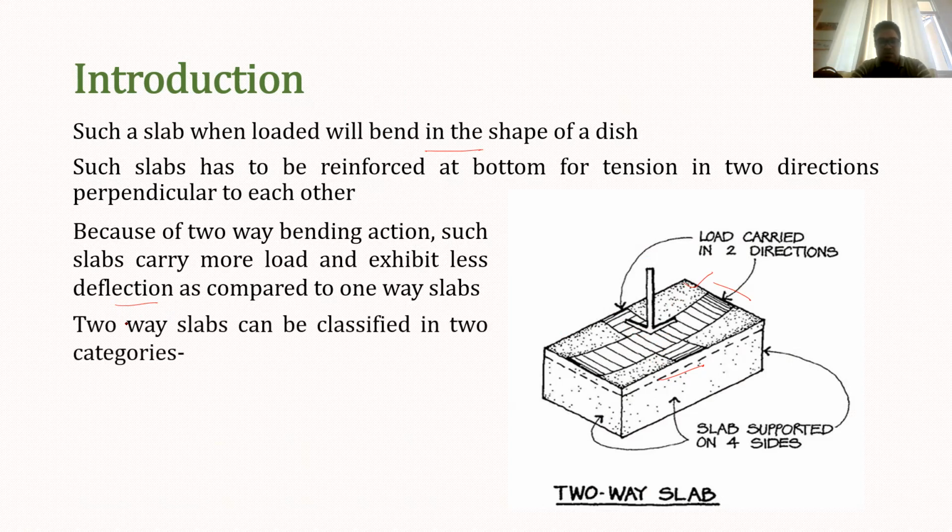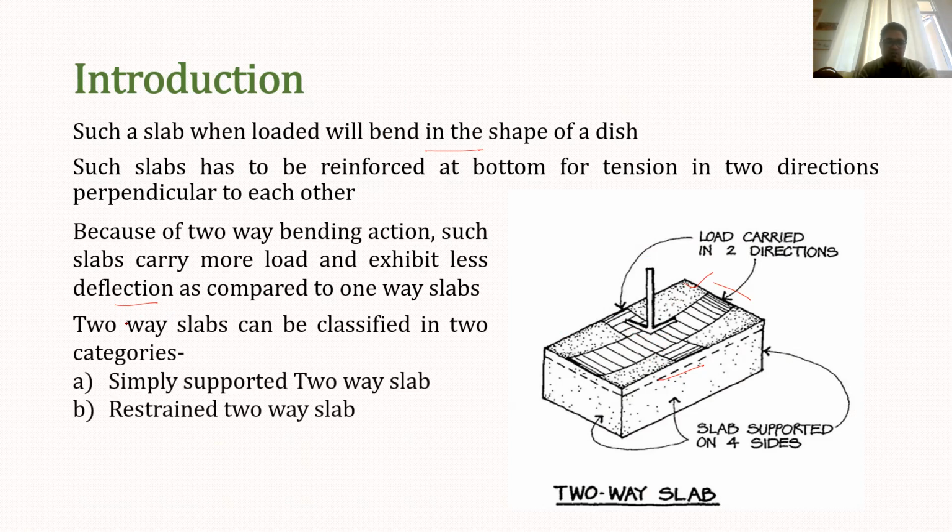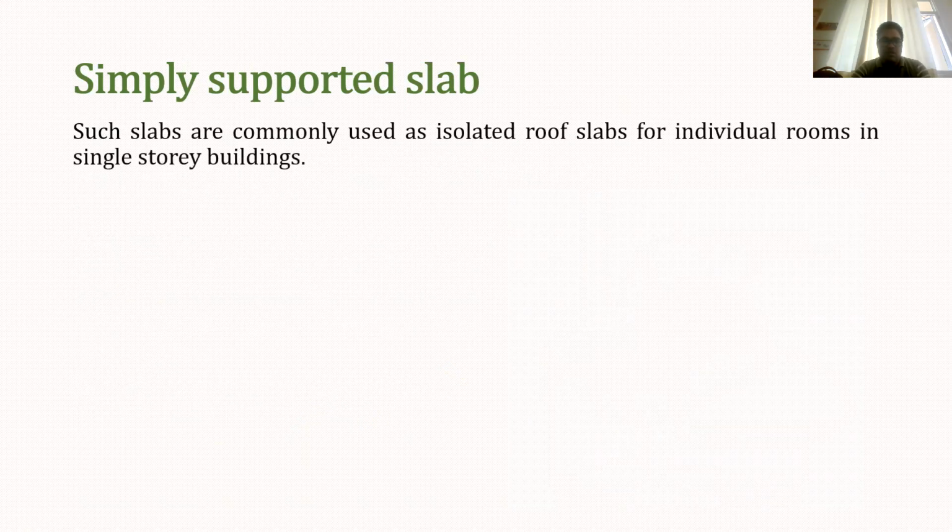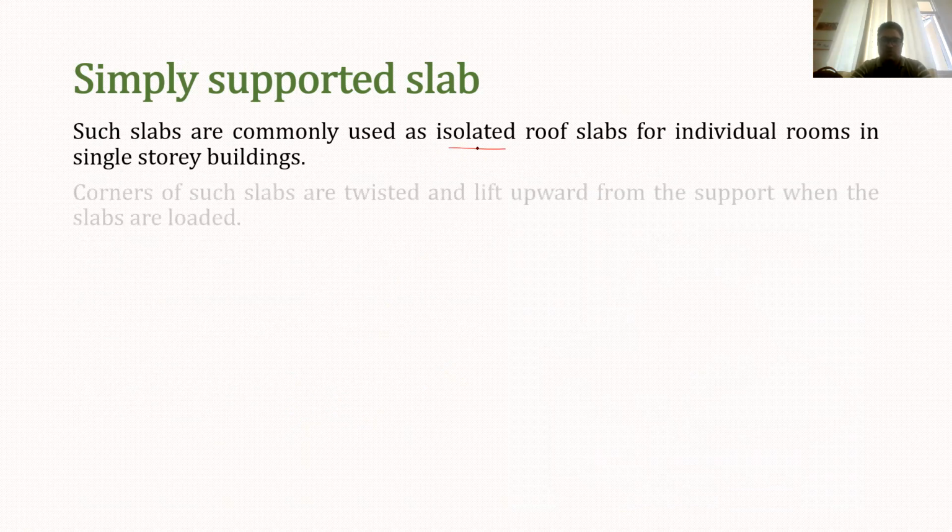So two-way slab can be further classified into two categories. One is the simply supported two-way slab, and the second one is the restrained two-way slab. So in our course, we will restrict our focus to simply supported slab only. We will see what is the difference between simply supported and restrained slab. Basically, this simply supported slab is used only in isolated roof or single room, or single story buildings.